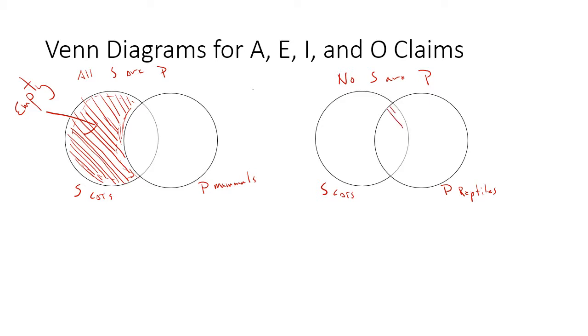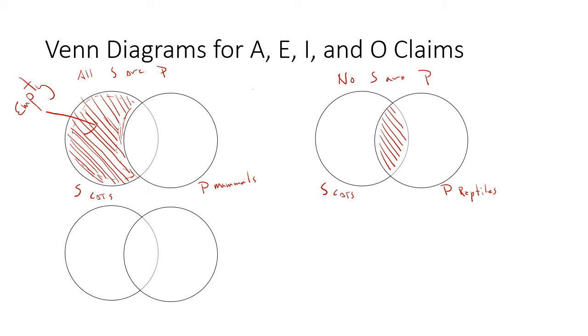So what we would be saying here is that there's nothing that is both a cat and a reptile. So that area in the middle is empty. So nothing in the middle. Okay, so those are the universals. With particulars, we aren't going to be talking about emptiness, so the picture is going to look a little bit different.